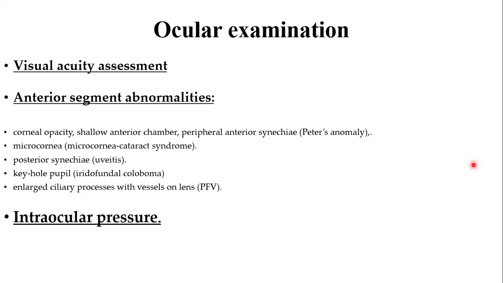Ocular examination: visual acuity assessment, anterior segment abnormalities, especially in unilateral cases, corneal opacity, shallow AC, peripheral anterior synechiae in Peters anomaly, microcornea, posterior synechiae in uveitis cases, enlarged ciliary processes in persistent fetal vasculature cases, and intraocular pressure is extremely important to measure in every patient with congenital cataract, because the patient might have congenital cataract plus congenital glaucoma. Anyone can tell me one or two causes of congenital glaucoma and congenital cataract?